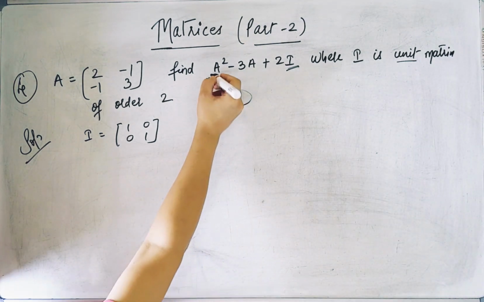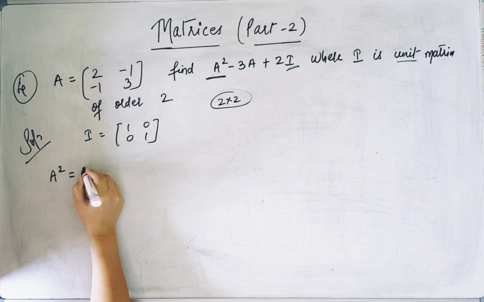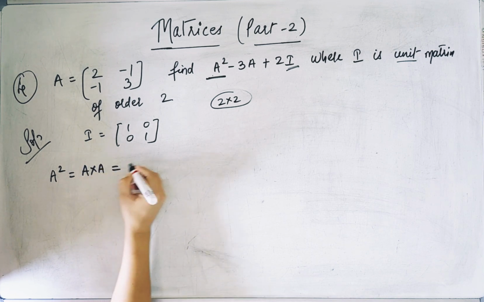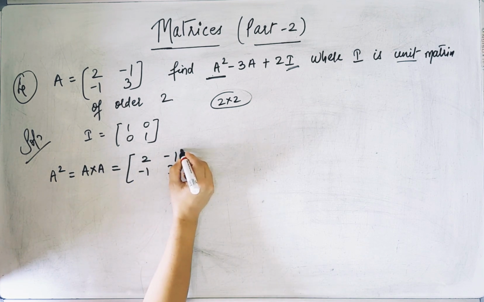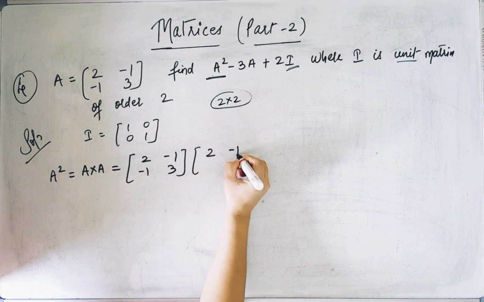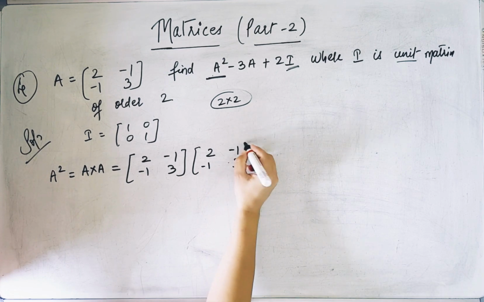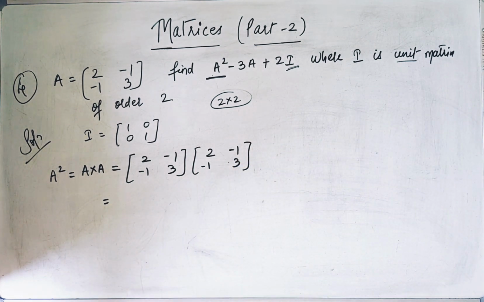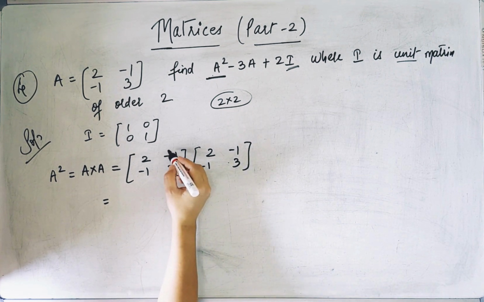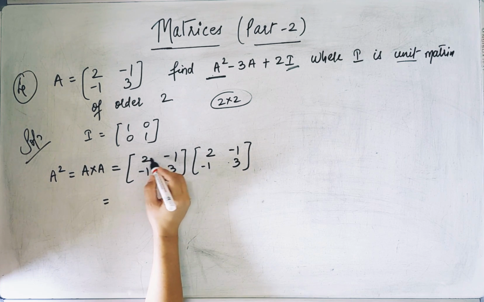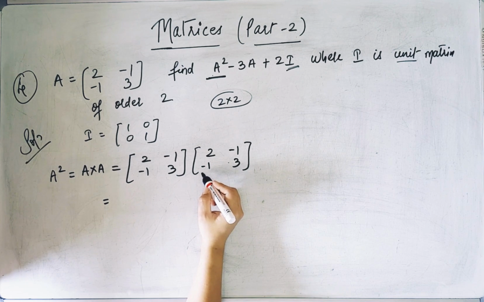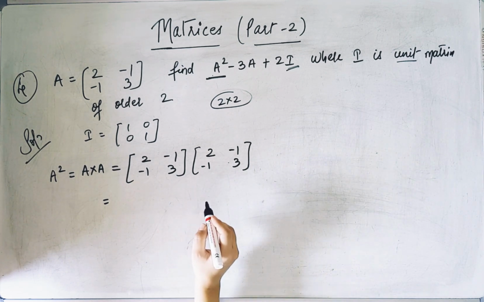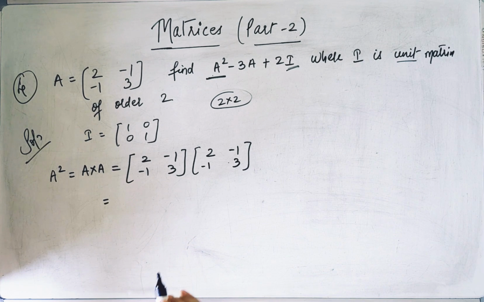So what do we have to calculate first? A square. A square will be what? A multiply A. So this is equal to 2 minus 1 minus 1 3 and 2 minus 1 minus 1 3. See, for multiplication there is one condition which is very important. Columns of the first matrix should be equal to rows of the second matrix. If they are equal, then only multiplication is possible.